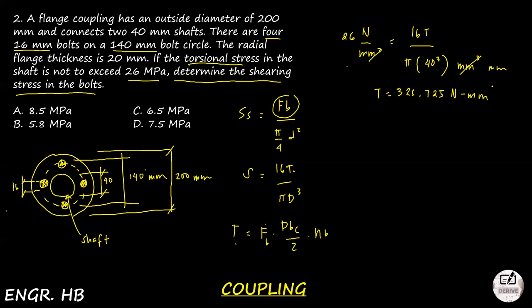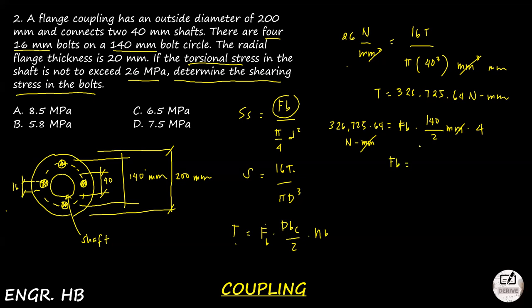326,725.64 Newton mm. So, ayan. Since meron na tayong torque, pwede natin makuha si FB. So 326,725.64 Newton mm is equal to FB times DBC over 2, so that was 140 divided by 2 mm, times the number of bolts, which is unitless. So that was 4 bolts. So cancel si mm. Ang matitira, FB is in newtons.